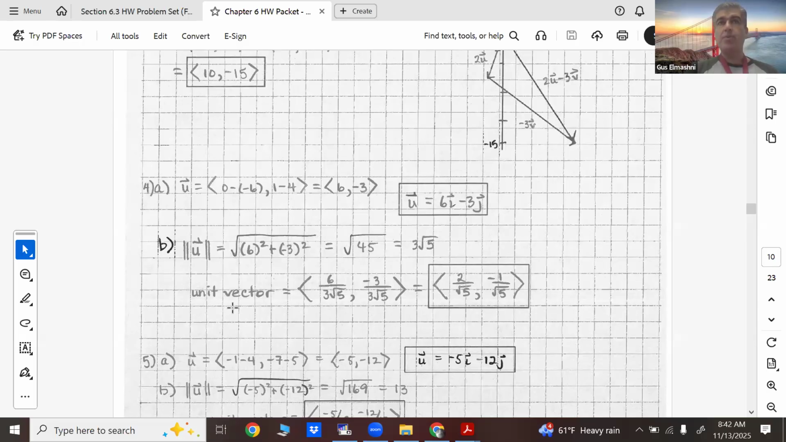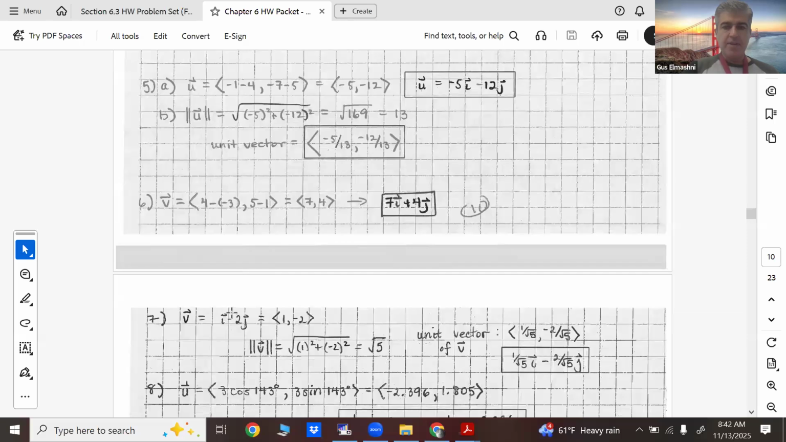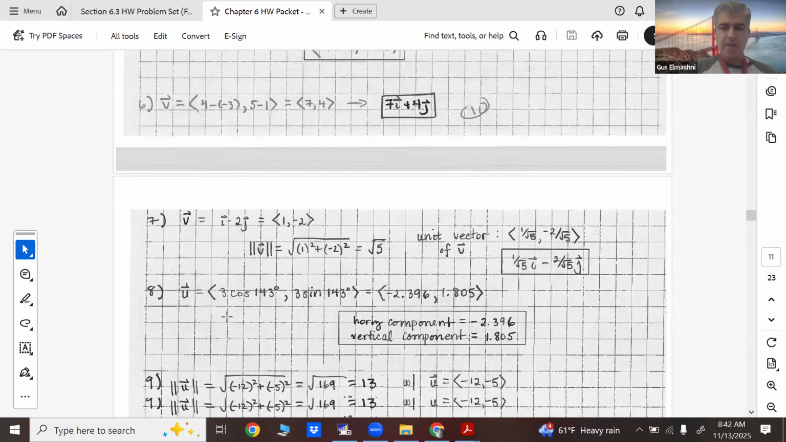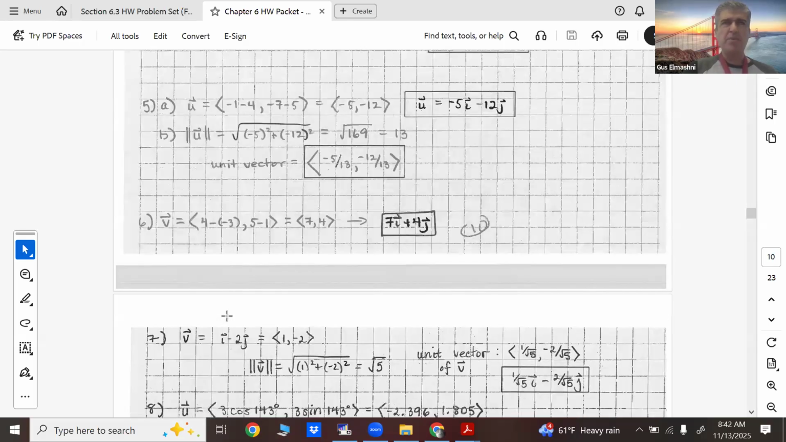Why do we have unit vectors? That's so we could scale down to a length of magnitude of 1. That's why we have the unit vector. For 5, same stuff, not that much different. 6, right in terms of I and J, it's all good. 7, that's fine as well. So 5, 6, 7 pretty straightforward.